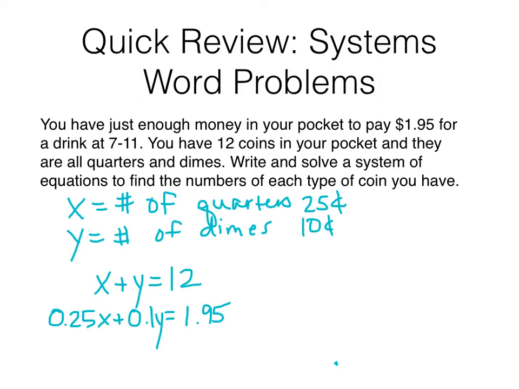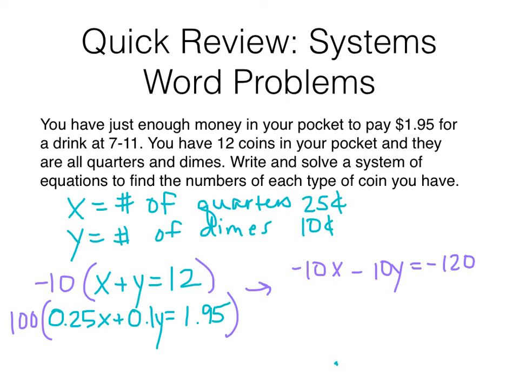Now, I prefer to use methods that make it easier for myself. I like elimination. And most of you will probably find that that's going to be your go-to method because it's easy to manipulate the equations to give us what we want for elimination. In fact, I'm going to multiply this entire top equation by -10, and I'm going to multiply this entire bottom equation by 100, and in a moment you'll see why. And now you see why, because now I can add straight down, and the number of dimes eliminates.